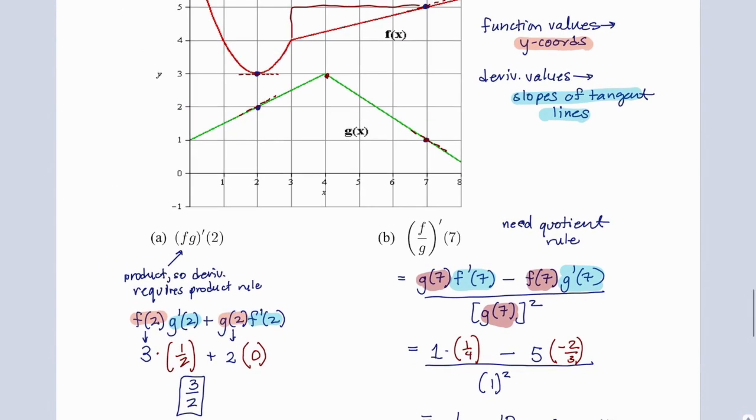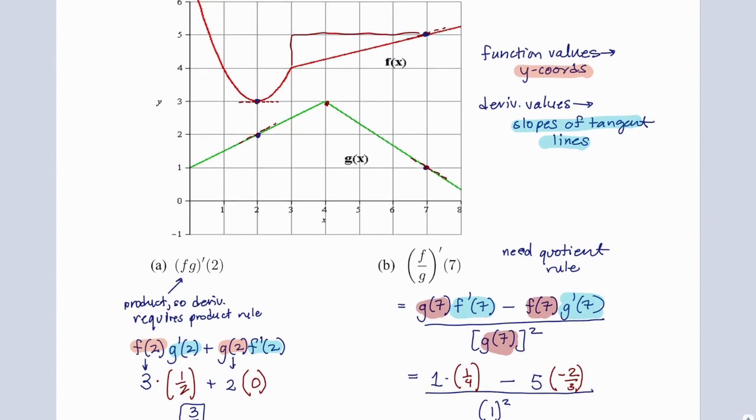So that example is just a little bit different because, again, we don't have formulas for these functions. We could create them, but we don't need to do these computations. We really just need to grab some y values and slopes from the graph.